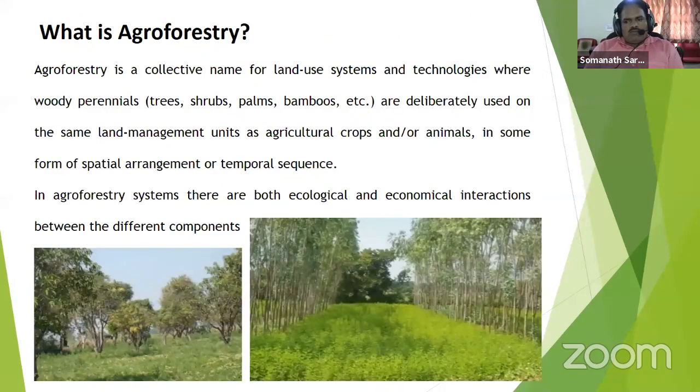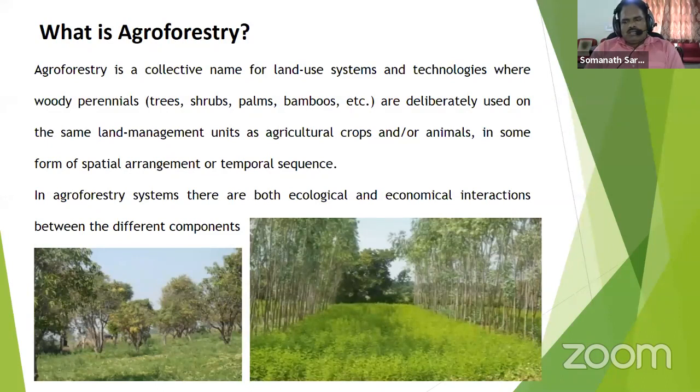Then we discuss agroforestry, why tree species are planted, and how they improve soil health. So we want to know what agroforestry is. Agroforestry is a collective name for land use systems and technology, where woody perennials such as tree species, shrubs, palms, and bamboo are deliberately used on the same land management unit. It means on the same land unit we plant tree species as well as agriculture crops and production for animal rearing, and their arrangement should be a spatial and temporal arrangement.